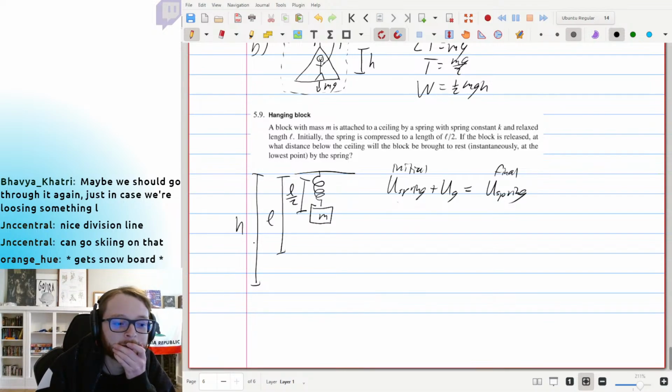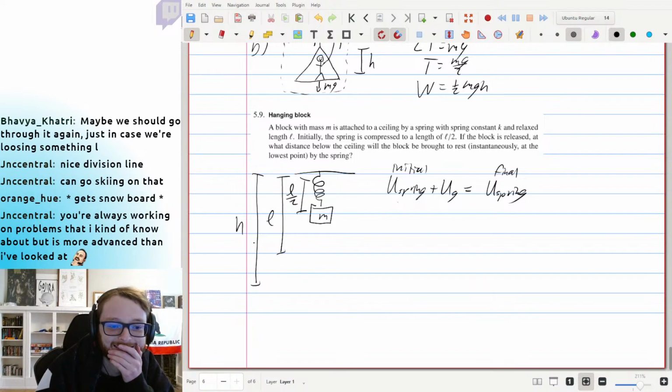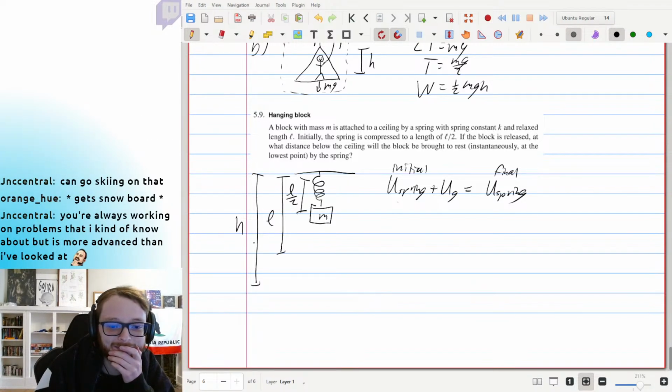I kind of know about it, but it's more advanced than I've looked at. That's the entire thing that this mechanics book does. It's problems that are like, it's a challenging book.